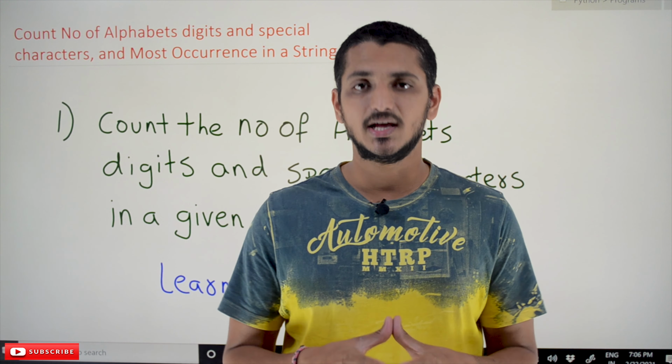The example which we consider here is to count the number of alphabets, digits and special characters in a given string. Let's take an example. This is our example, Learning Monkey 1. In this we have to count the number of alphabets, so we take the string's characters one by one. L is an alphabet, E is an alphabet, the empty space is a special character, M is an alphabet, 0 is a digit, 1 is a digit. So we have to count the number of digits, alphabets and special characters.